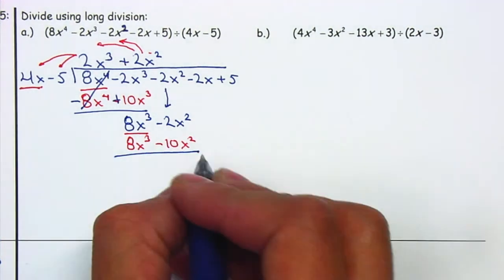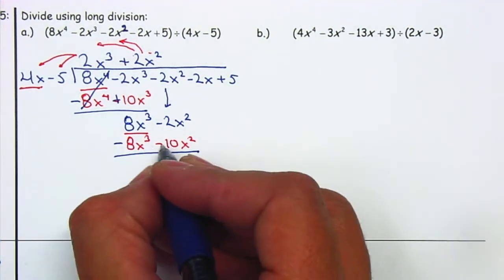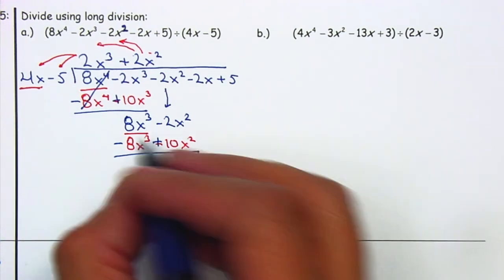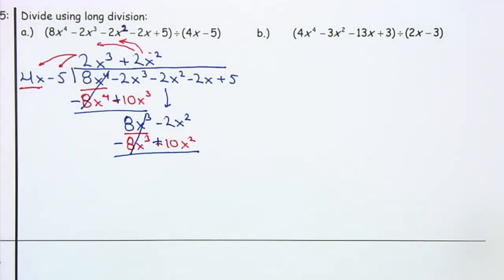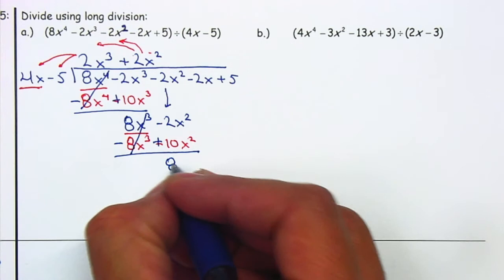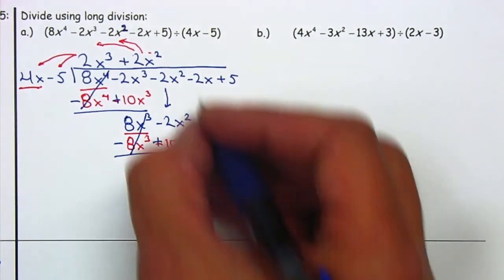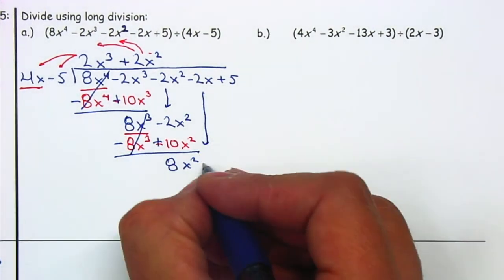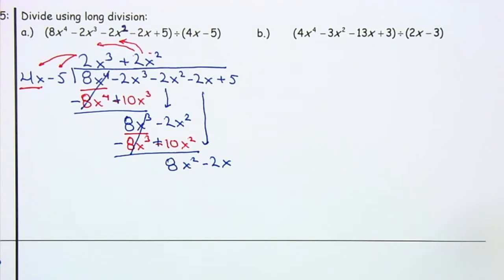I'm going to draw the line. I'm going to change it to the opposite. This is a positive, becomes a negative. This is a negative, becomes a positive. This cancels. Add 8x squared. Bring down the next number, negative 2x. And I'm going to start the process once again.